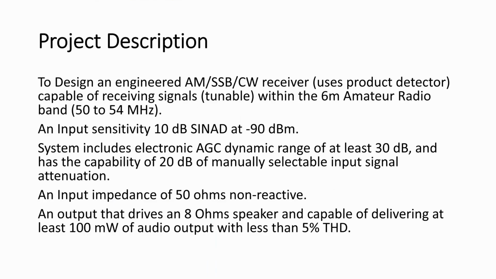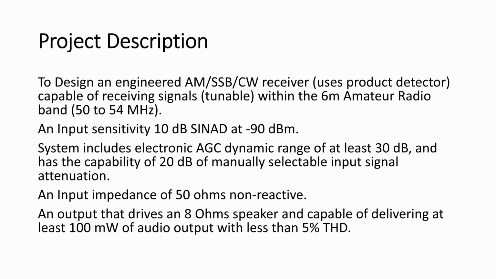The project description: design and engineer an AM SSB CW receiver that uses a product detector, capable of receiving signals within the 6-meter amateur radio band from 50 to 54 MHz. The system has an input sensitivity of 10 dB signal to noise and distortion ratio at minus 90 dBm.